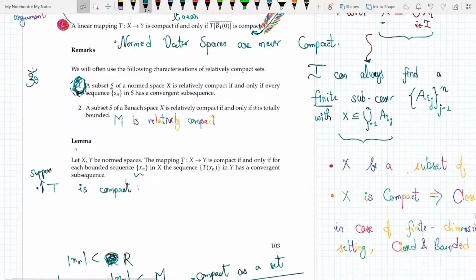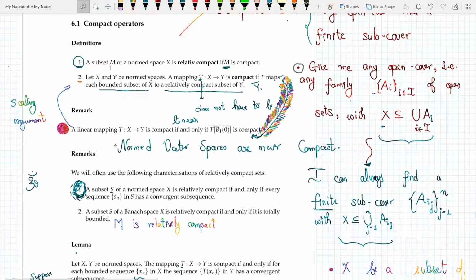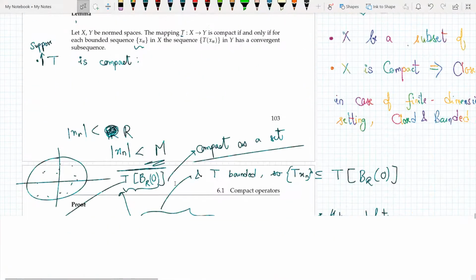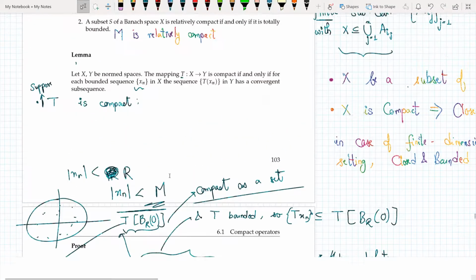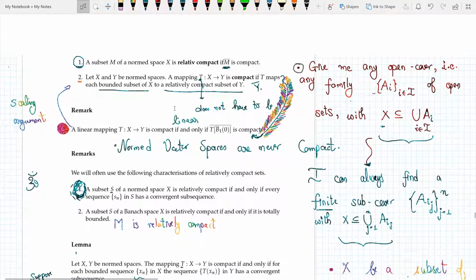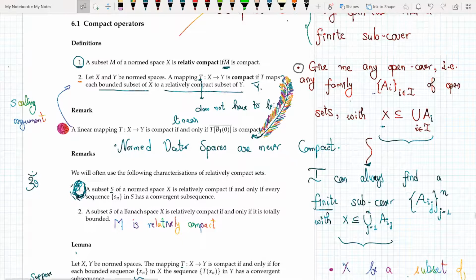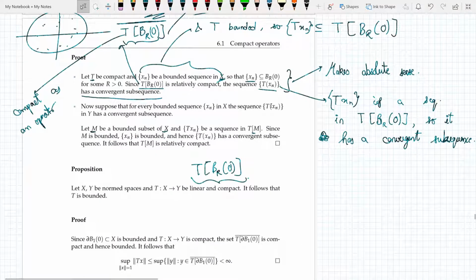if T as an operator is compact, it maps each bounded subset of X, well, the ball of radius r around 0 is bounded in my opinion, so it is a bounded subset of X, to a relatively compact subset of Y. So T(B_R(0)) is relatively compact, because this is what T maps the ball of radius r around 0 to, which implies that the sequence Txn has a convergent subsequence.